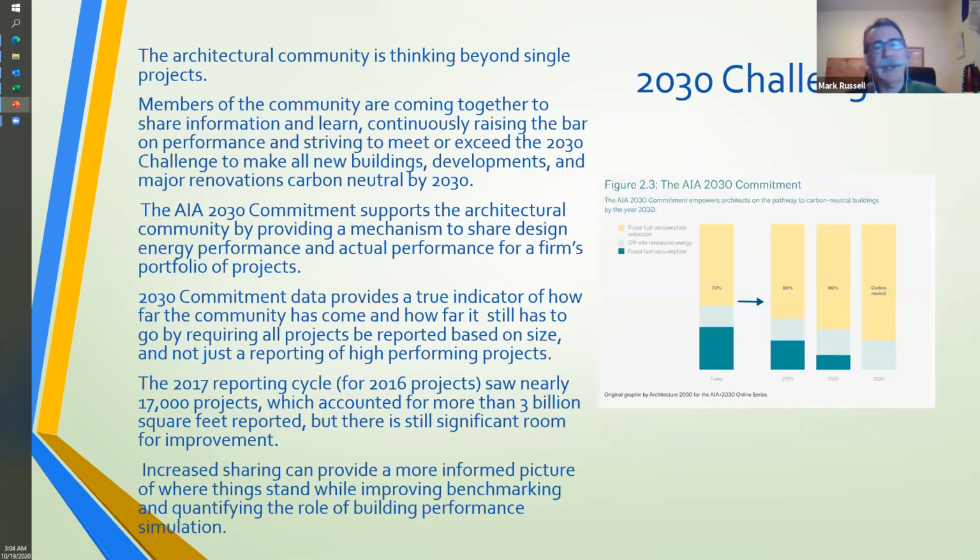I'm going over on my time, so I'll go real quickly. A couple years ago, the AIA came out with what they consider the 2030 Challenge, and the idea is for architects, what you can do as a community to help become more carbon neutral.